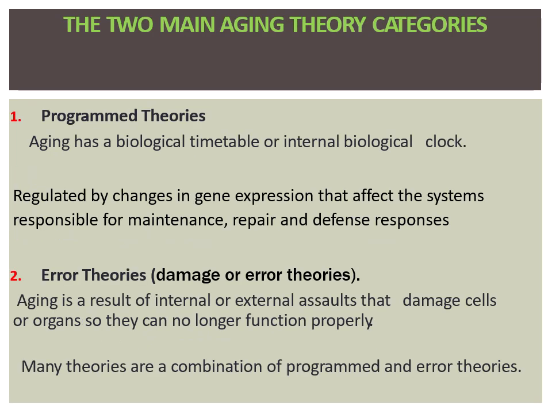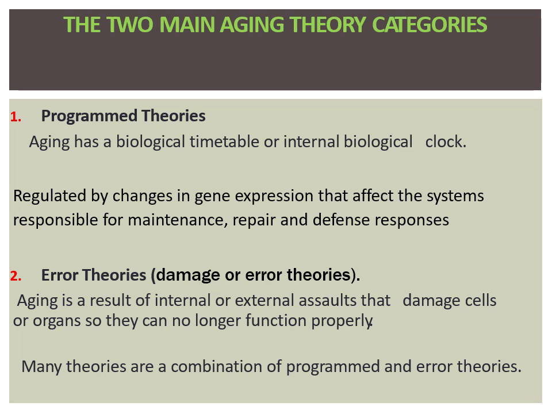So when you look at the aging theories, there are two different types of aging theories. One is considered as programmed theory and the second one is considered as error theories. So first is programmed theory. Programmed theory defines aging as a biological timetable or an internal biological clock. It is regulated by the changes in the gene expression that affects the systems responsible for maintenance, repair and defense responses. So programmed theory in general is already fixed. According to the timetable, it is fixed and it will be changing accordingly, right?